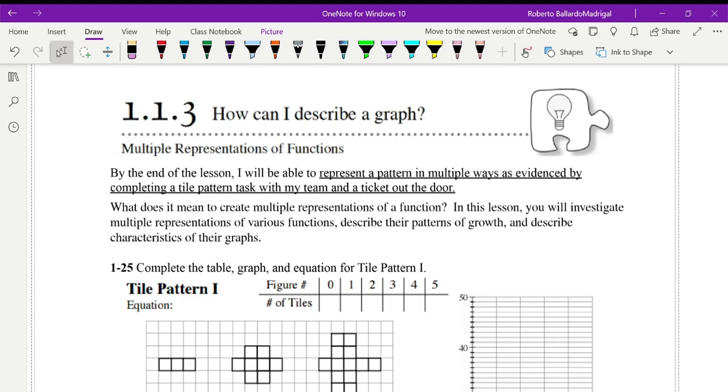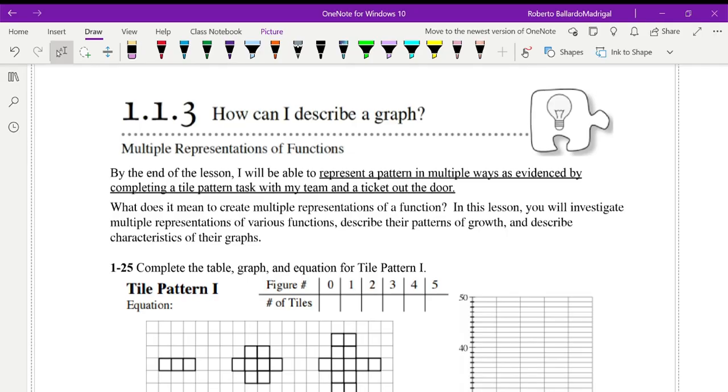So by the end of the lesson, you guys will be able to represent a pattern in multiple ways, as evidenced by completing a tile pattern task with your team and an exit ticket. All right. So basically, we are going to be doing a lot of group work. We've already seen this since last week. Today's going to be no exception.